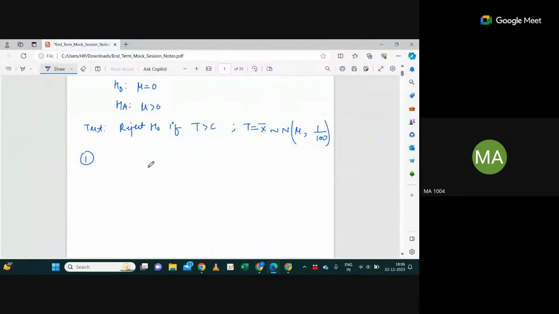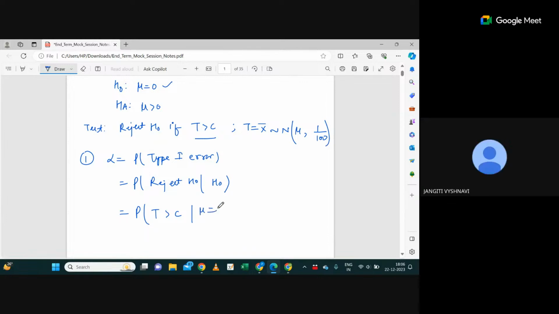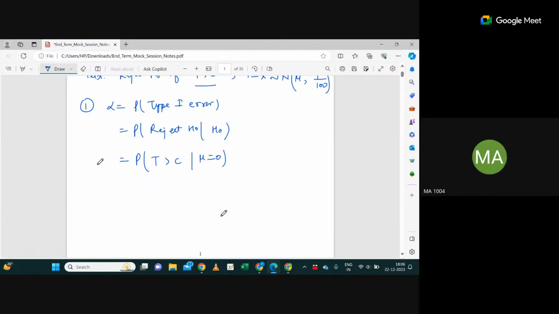So what is the probability of type 1 error? It's alpha, nothing but alpha, correct. It's nothing but the probability of rejecting H naught when H naught is true. And when do I reject H naught? When T is greater than c. And what is H naught? Mu equal to 0. So we have to follow the basic steps. That's all. What is the next step?